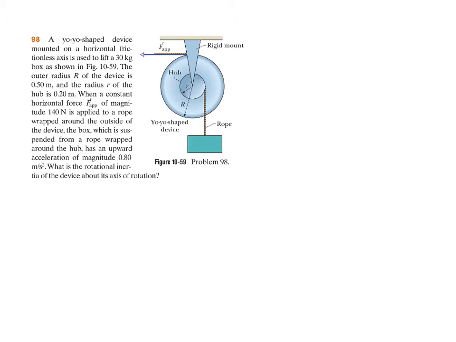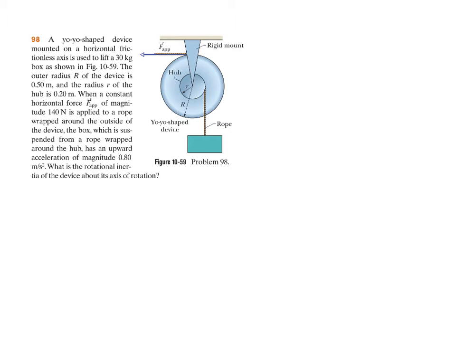A yo-yo-shaped device is mounted on a horizontal, frictionless axis used to lift a 30-kilogram box as shown. The outer radius, big R, of the device is 0.5 meters, and the radius R of the hub, that inner one, is 0.2 meters. When a constant horizontal force, F applied, of magnitude 140 is applied to the rope wrapped around the outside of the device, the box, which is suspended from a rope wrapped around the hub, has an upward acceleration of 0.8 meters per second squared.